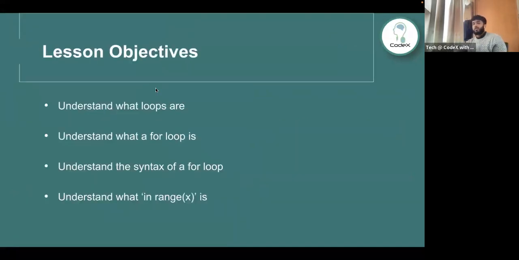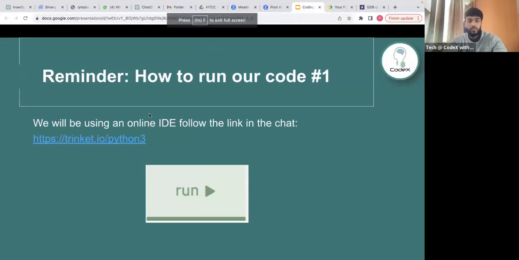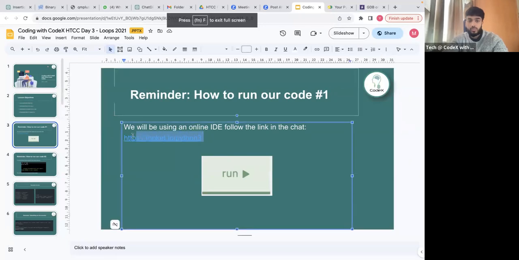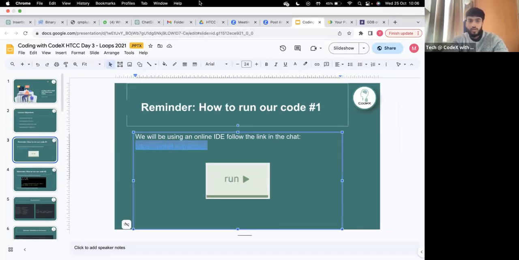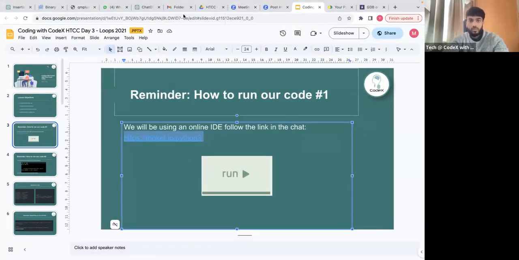The lesson objectives for today are that, hopefully by the end of the lesson, we will know what loops are. We'll have a look at a for loop: how a for loop works and what we can do with it. I'm going to show you how to write a for loop, so the syntax of the for loop will be shown to you. We'll also look at the range function, which is a built-in function in Python, and see how we can use it in a for loop. Just a quick reminder, I've put it in the chat, but I'll put it again now. The IDE that we're going to use to run our code is Trinket. I'll just share the link with you. So what is the chat?